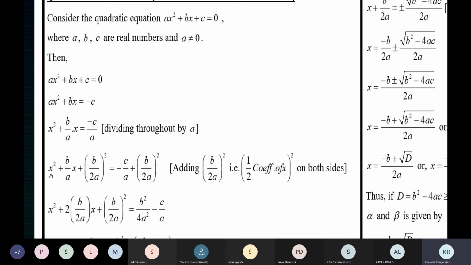I'll repeat. On the left hand side, we have 1, 2, 3 terms. And we believe that this makes a perfect square, for which we have p the whole square and q the whole square. We need to show that this is of the form 2pq. 2p which is x and q which is b by 2a.